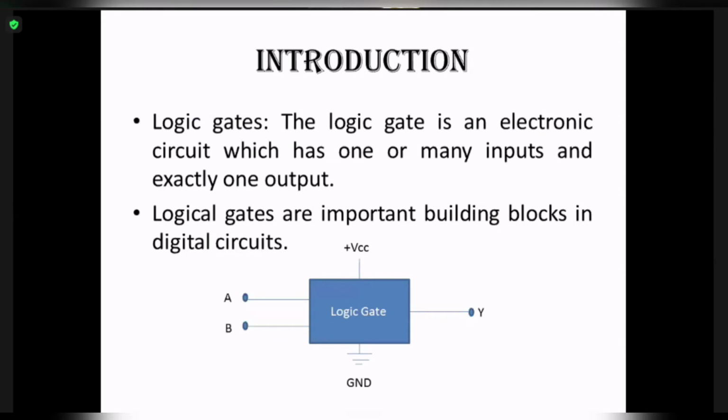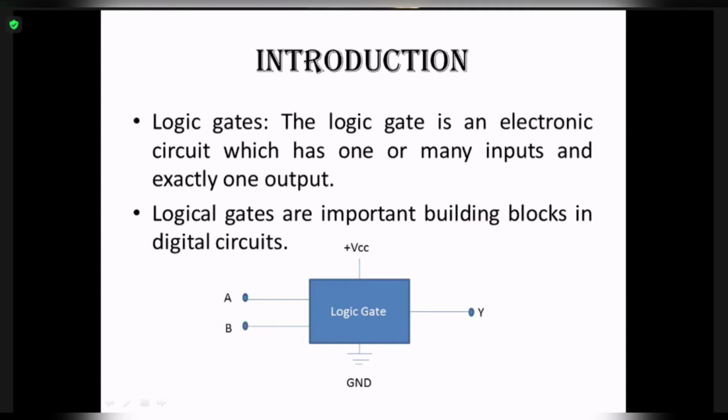So basically, what are logic gates? A logic gate is an electronic circuit which has one or many inputs and exactly one output. Over here, you can see this figure, which has two inputs. So this is an electronic circuit which has either one or many inputs. Now, what do you understand by one or many inputs? Compulsorily, there will be one input, and you can provide many inputs.